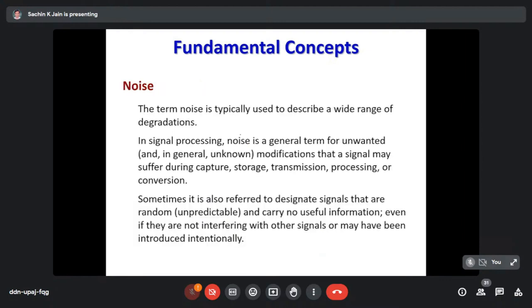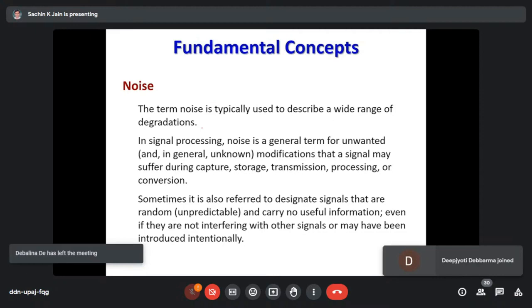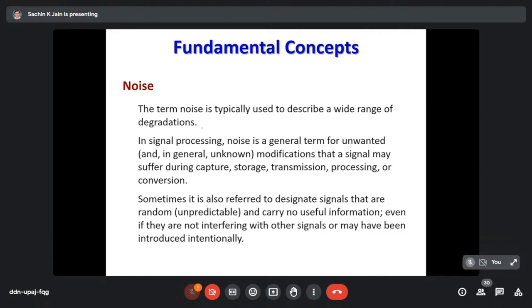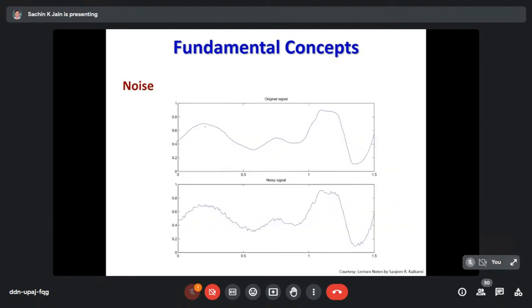Now we have already defined noise. This is typically used to describe a wide range of degradations in the signal. I introduced this in the previous slides, where I told you that it is distortion, but it is not necessary. It could be any type of degradation. It may or may not be part of the original signal. For example, this is your original signal, and with some noise, it may be corrupted like this. So it appears like this, right?